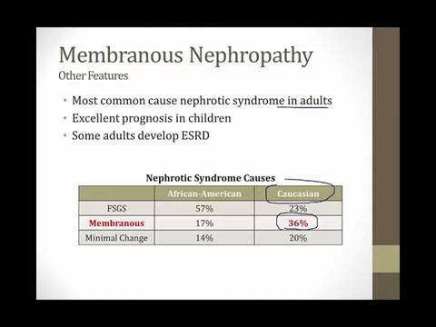Age is a very important prognostic indicator in membranous nephropathy. This disorder has an excellent prognosis when it occurs in children. The prognosis is worse among adults. Some adults who get membranous nephropathy go on to develop end-stage renal disease.